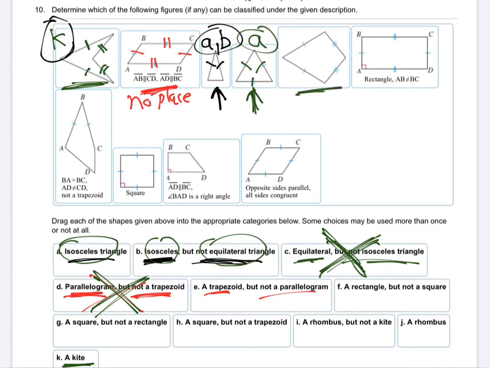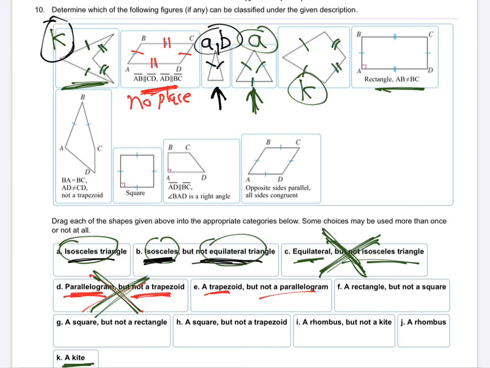All right, next one. What kind of shape is that one? Yeah, that's just a kite, isn't it? I don't know if you can see it. Double here and single marks there. That's the definition of kite again. So that's going to go in K. Let's go on to this one.